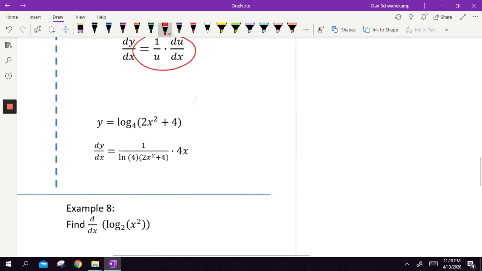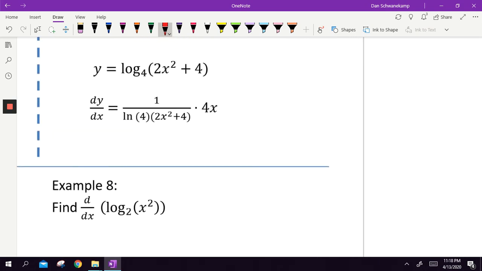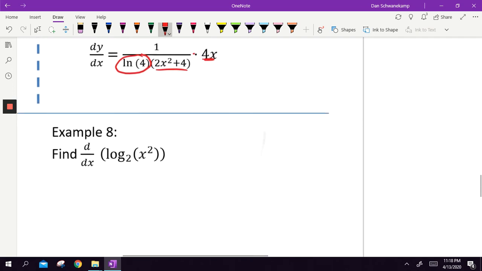So for example, if I were taking the log base 4 of 2x squared plus 4, it's 1 over the baby times the derivative of the baby. Oh, but I also need to include the natural log of whatever my base is. Okay, again, this is not the most important thing. Do not let this weigh you down.